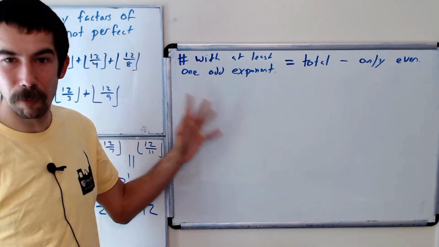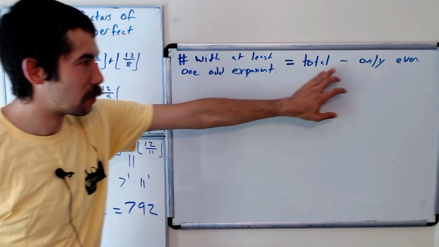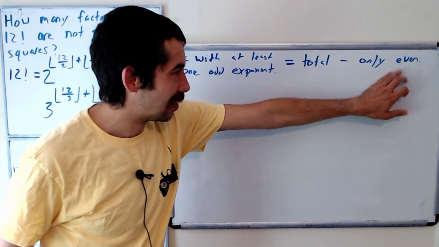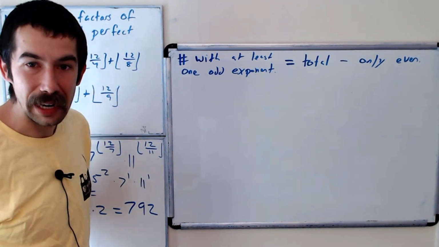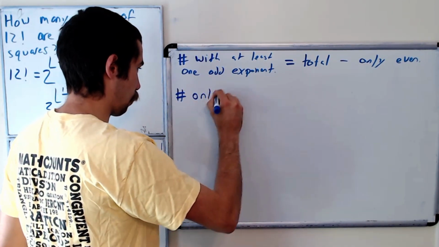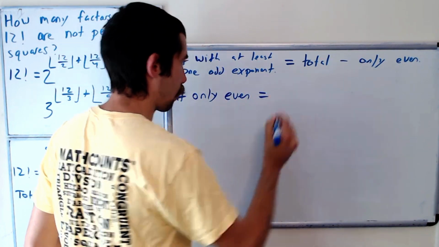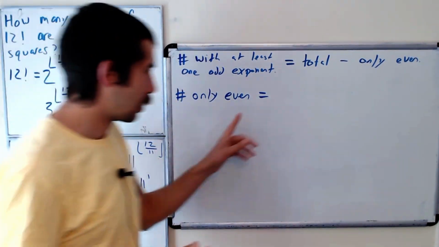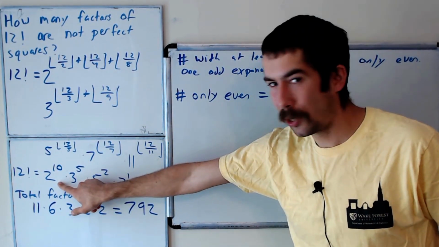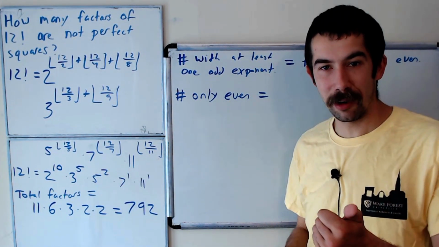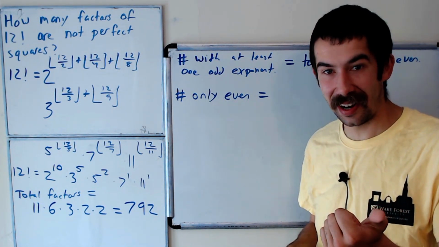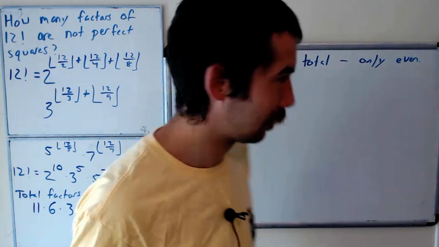Right? So the total with at least one odd is all of the numbers minus the ones that have no odds. And that's easier to count. So let's count how many only have even exponents. Okay, how many options are there for even? Well, the exponent of 2 could be 0, 2, 4, 6, 8, or 10. That's 6 options.